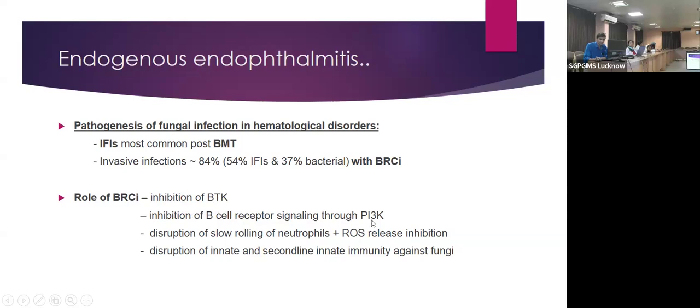And through this, again utilizing another kinase that is present in neutrophils, this all disrupts the slow rolling of neutrophils over endothelium and reactive oxygen species release. And this means a disruption of innate immunity as well as second line innate immunity against fungus. That is the main pathway reported so far, as far as these signal inhibitor drugs are coming into fashion.